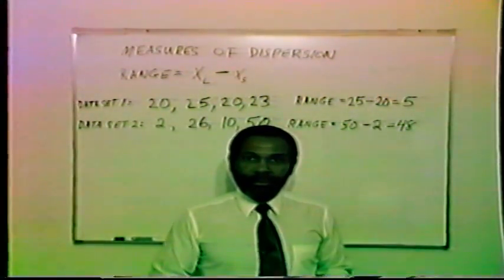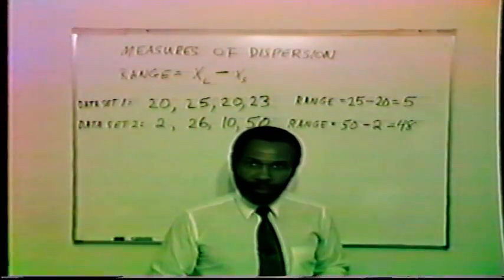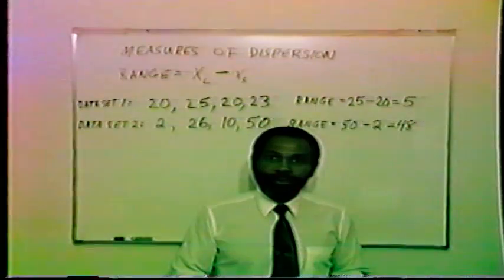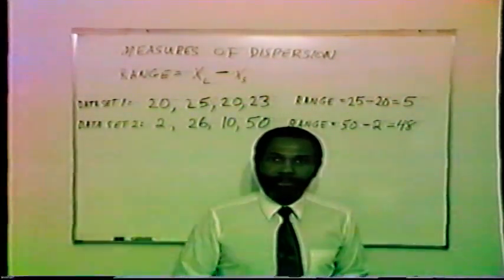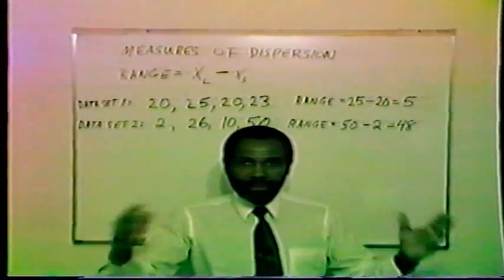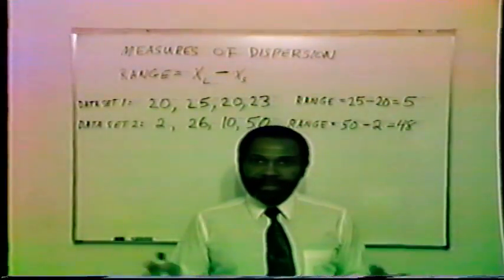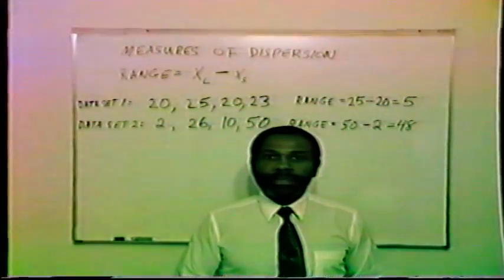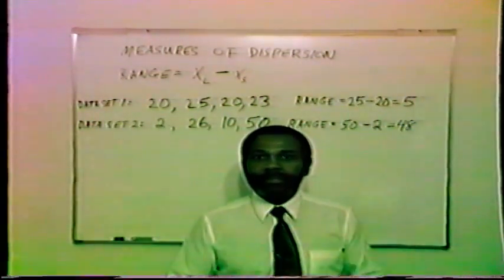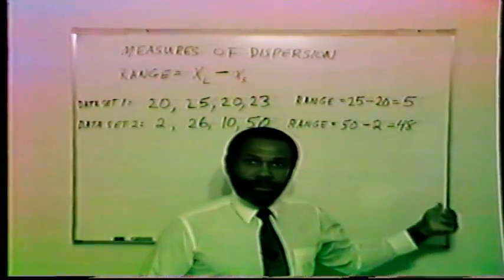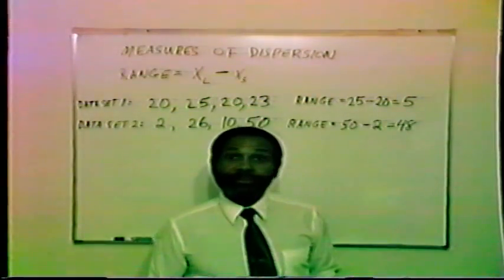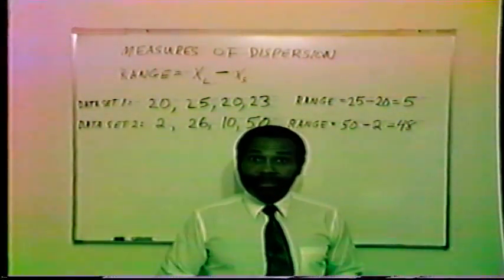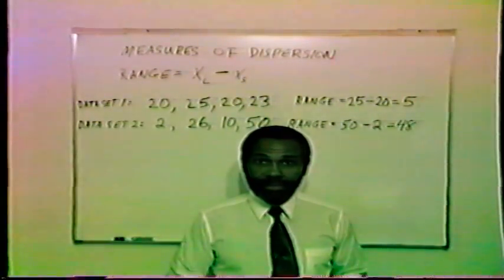So this is how the range works, and this is how you can use the range to describe a data set. When you have a data set, a large set of numbers, you need to find some way of summarizing that set of numbers so that you can talk about it in an intelligent way. And the range enables you to do that as far as talking about how spread out the numbers are in a data set. So it is a measure of dispersion.